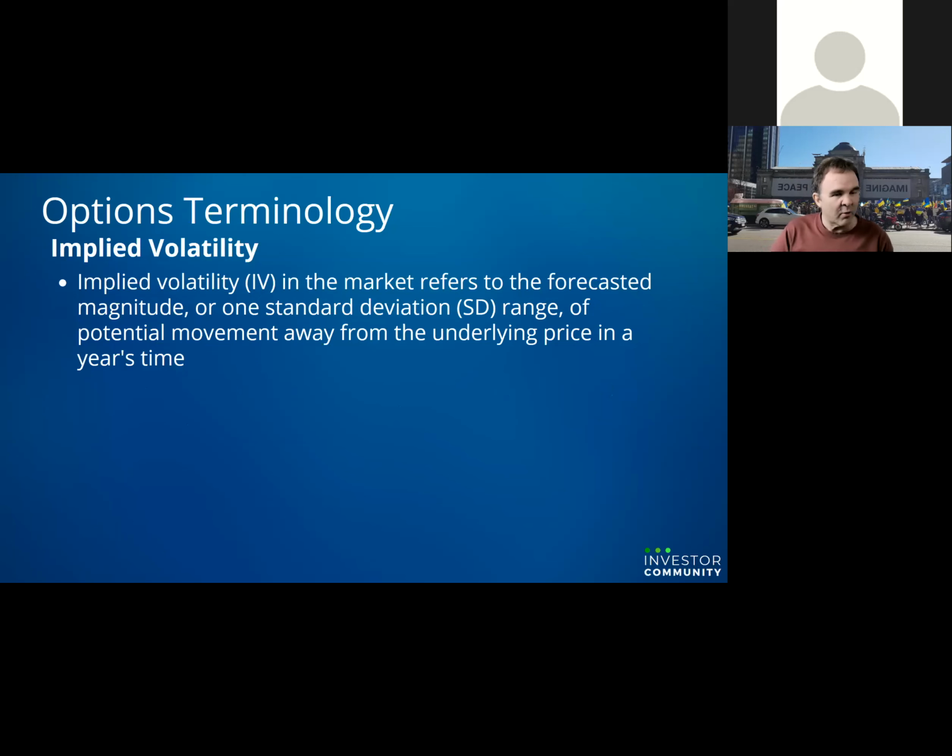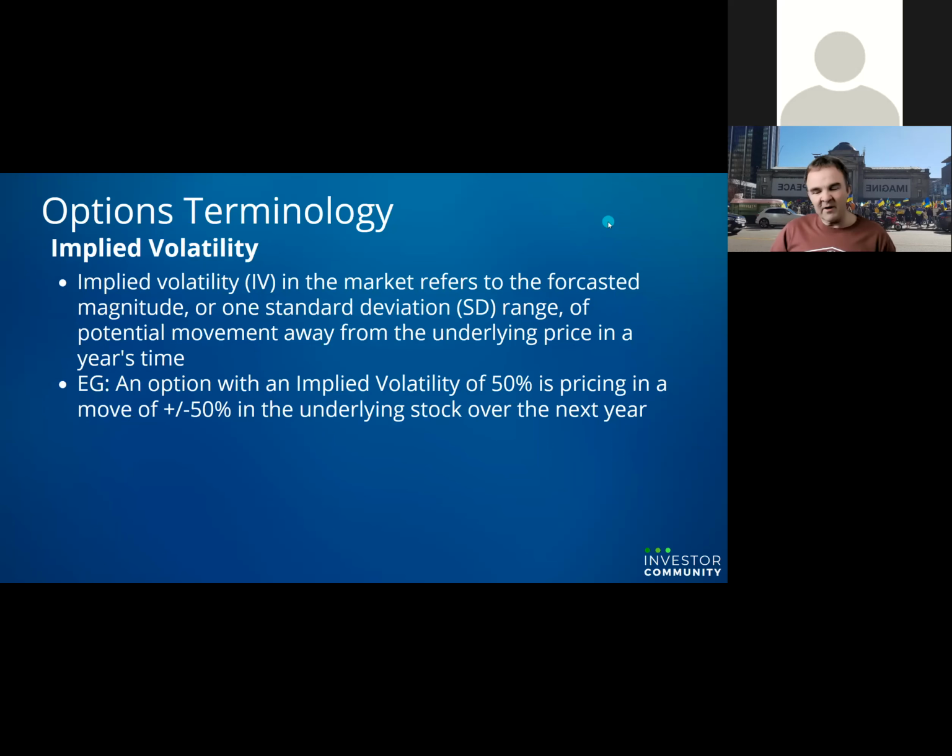Another little bit of terminology that we should probably review really quickly, because we'll be using this in today's session. So implied volatility, also known as IV, in the market refers to the forecasted magnitude or one standard deviation range. And don't worry, we won't get into the whole problems and stat things with standard deviation. It's a potential movement away from the underlying price in a year's time. That underlying price would be whatever it is trading at right now, okay?